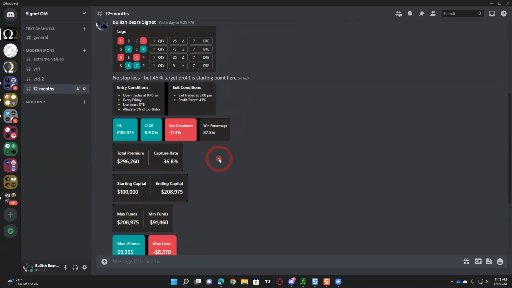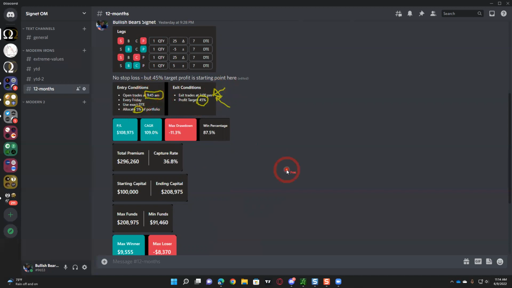And when we scroll up, what did I adjust in here? Well, the only thing that I adjusted is how long we were going to do our look back. That was all that I adjusted. All right. So it's still using 5% of the portfolio. We are still targeting 45% profit, and we're getting in the later part of the day on Friday. Or excuse me, we're getting out. If we haven't hit our target profit, we're getting out by the later part of the day on Friday. We're still getting in the mornings.